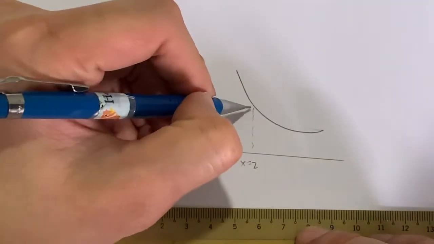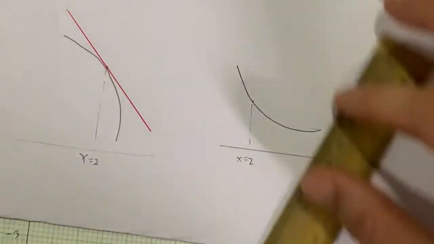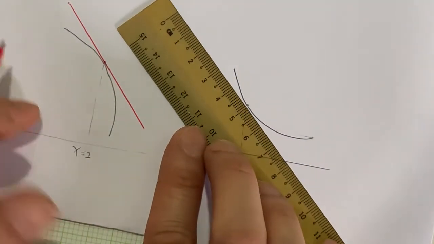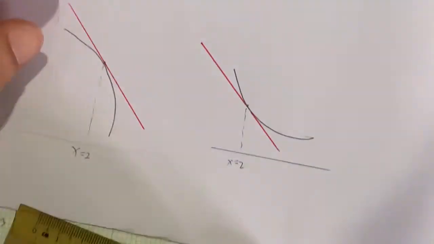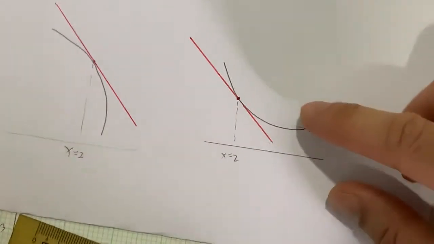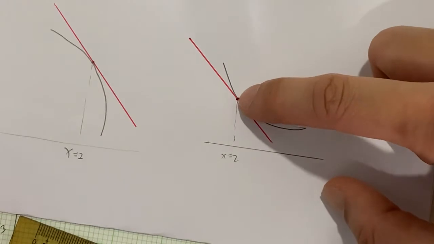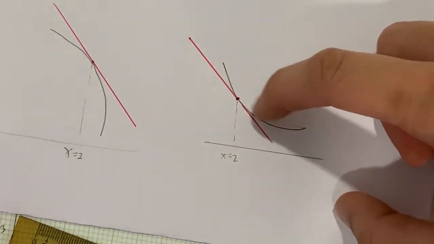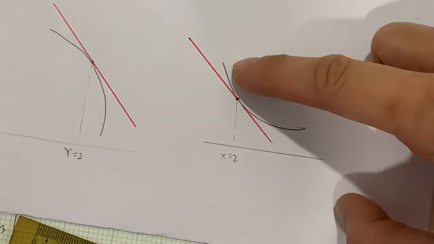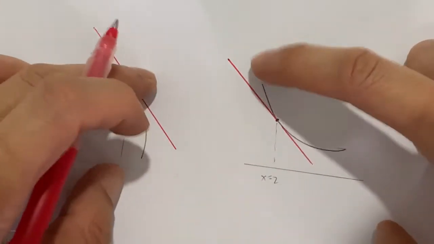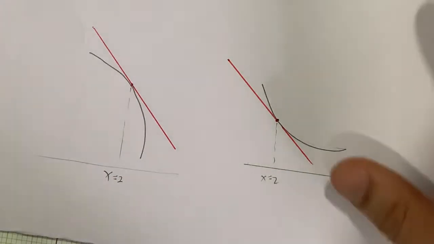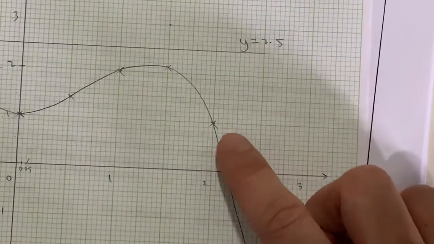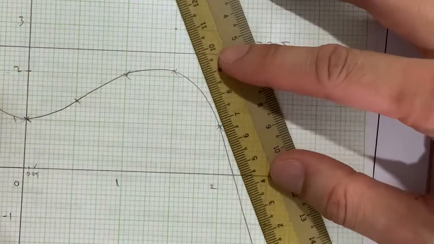If x equals 2 is somewhere here, and I draw this line, because the tangent needs to touch at only one point, it will look something like this. It has one common point of touching here, and it looks like it's sloping in the same direction as the curve. So the red lines are the tangents that need to be drawn. If we apply this, at this point your tangent line should look something like this.